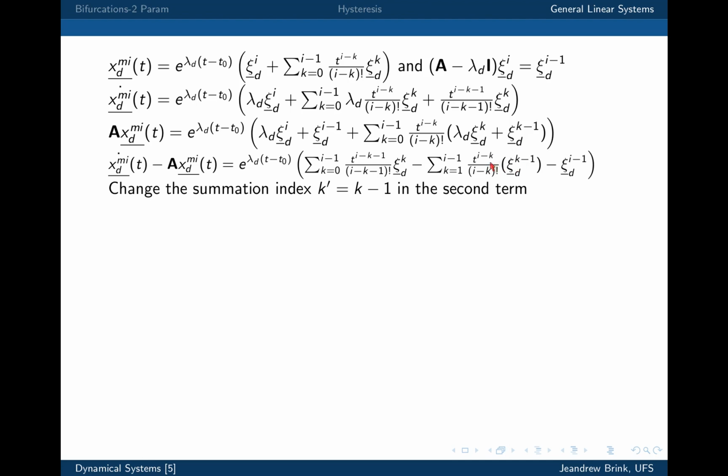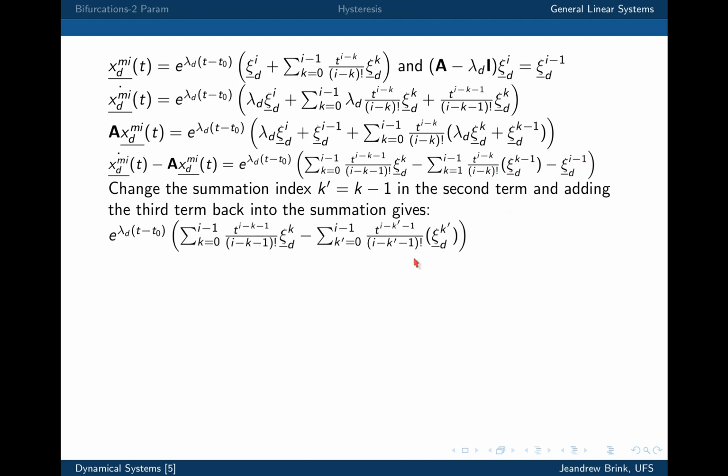So in the second term, we're going to change the summation index, and we're going to add the third term back. And then what you get is something like this. You change the summation index, you let k prime go to k minus 1. When k prime goes to k minus 1, you're going to have an i minus 1 over here, sorry, an i minus 2 over here, and that's what I meant. You've got to add this term back in there. And when you do that, you can actually show that the two are equal.